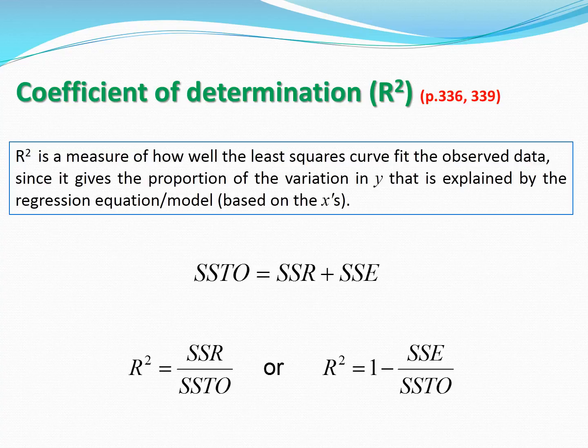So this is the variation that is not explained in y, since it is other variables or factors that will also have an influence on y, but it's not included in the regression model. Now the computer computes the coefficient of determination by looking at the proportion of explained variation over the total variation, or you can say 1 minus the proportion of unexplained variation.